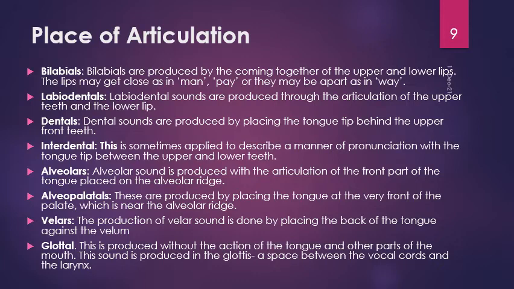Alveopalatals. These are produced by placing the tongue at the very front of the palate, which is near the alveolar ridge. Velars. The production of velar sound is done by placing the back of the tongue against the velum or the soft palate.